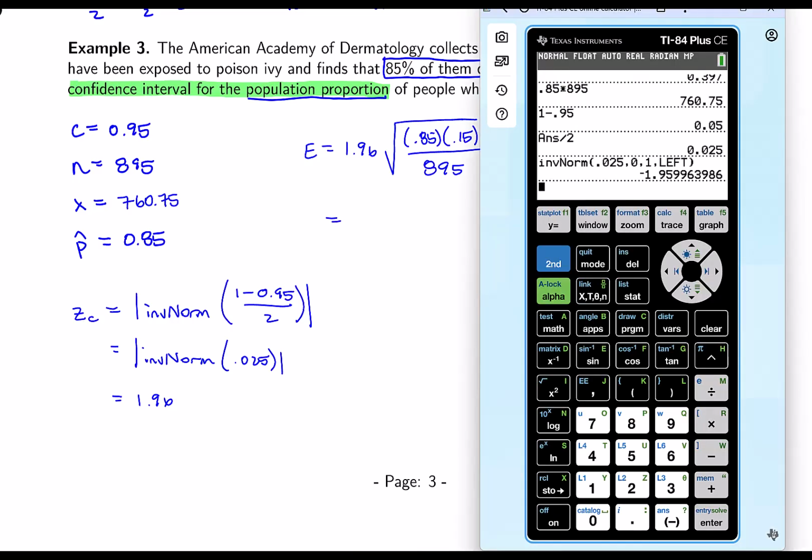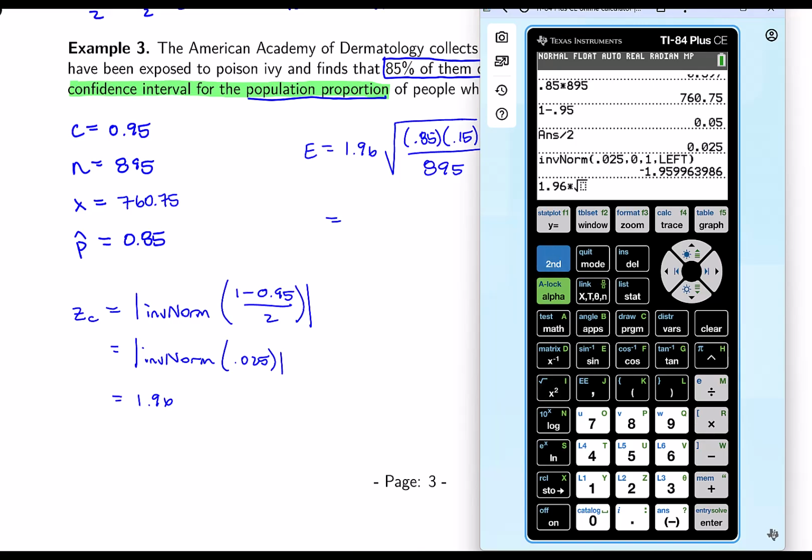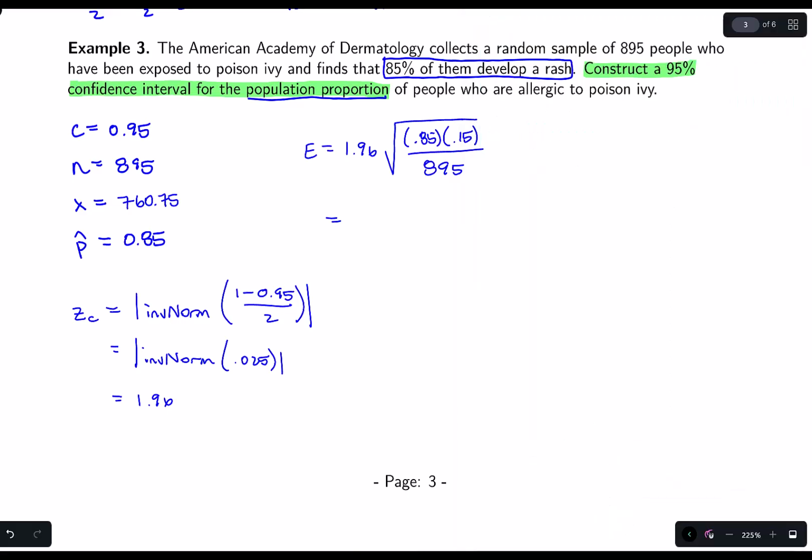And so, let's see here. 1.96 times the square root of 0.85 times 0.15 divided by 895. So that's 0.023.